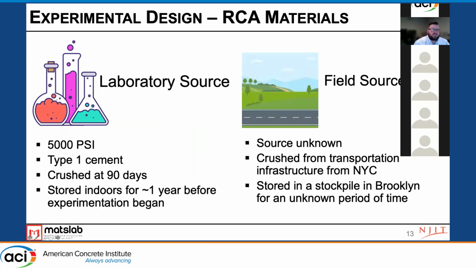We did a laboratory study where we looked at two different sources of RCA. We had a laboratory produced source that had been stored indoors for its whole life, a normal 5,000 PSI concrete mix, crushed at 90 days and stored inside. And then we had an unknown material from a field source that was crushed from transportation infrastructure in New York City. We have very little information on where it came from, other than it was generally from somewhere in the New York City area, and that it had been stored in a stockpile in Brooklyn for an unknown period of time.